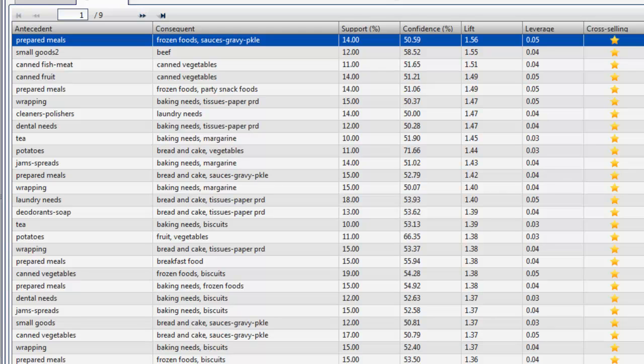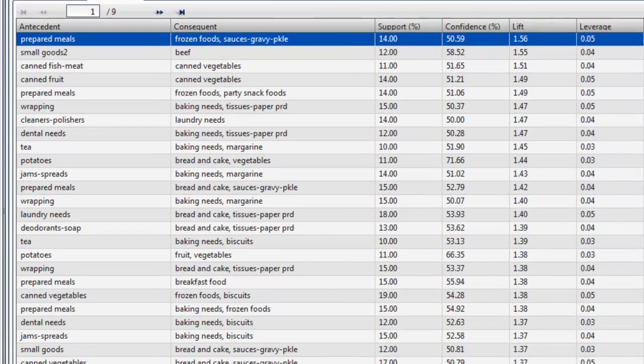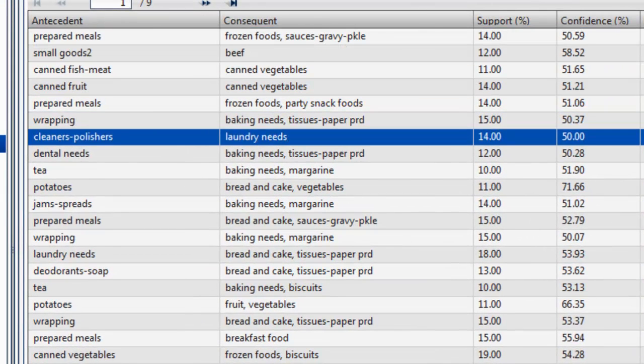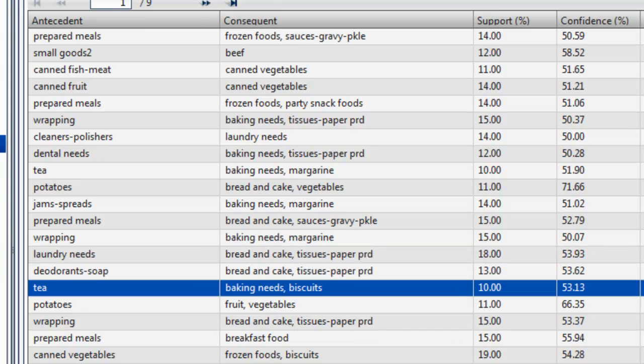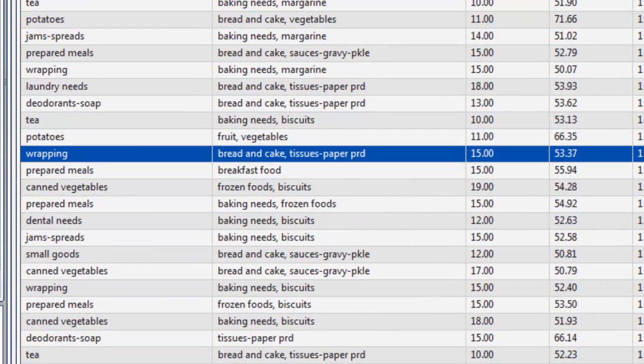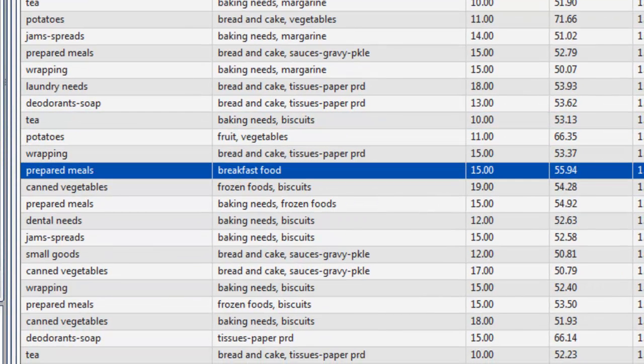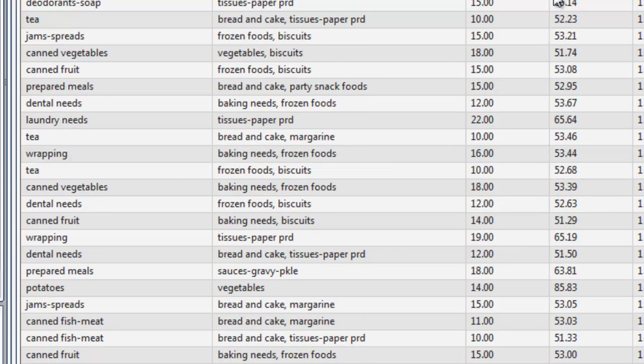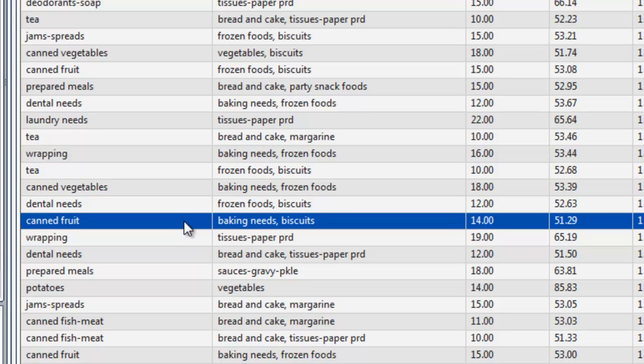Just to briefly take in the rules here that you've seen, there are some rules that do stand out to me. First of all, I can see that if people buy tea, then they're also buying bacon needs and biscuits. But perhaps the rule that's more surprising is that when people buy prepared meals, they're also buying breakfast food. Another rule that stands out to me here is that when people are buying canned fruit, they're also buying bacon needs, presumably because a lot of people like to use canned fruit within the cakes that they make.